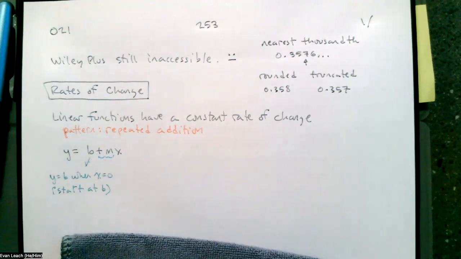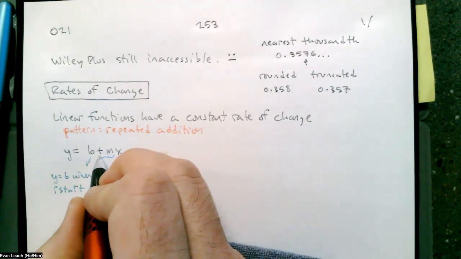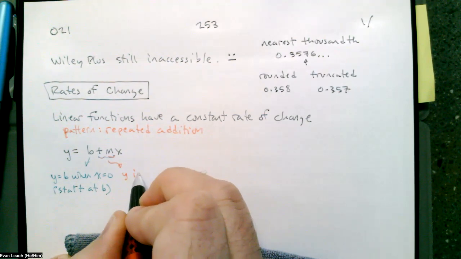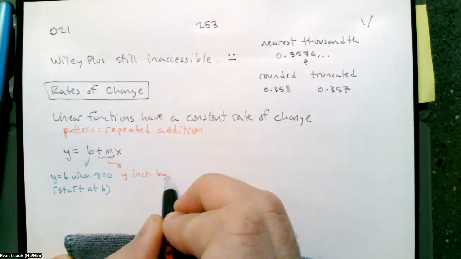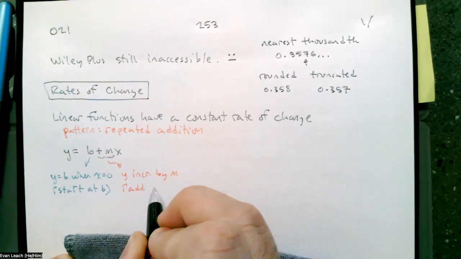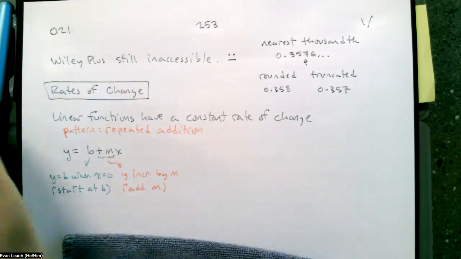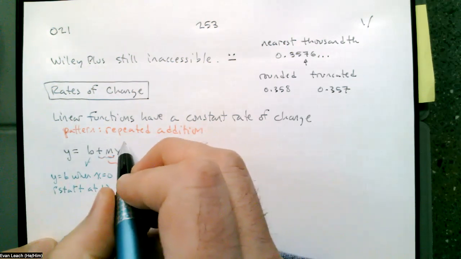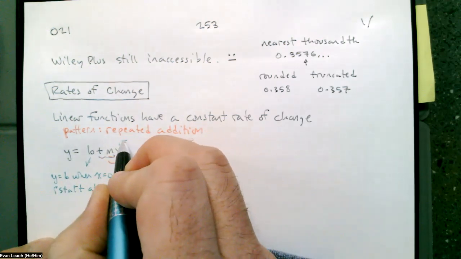Oh, this is the red. This is the repeated addition of what happened. Y increases by m every unit. And because it's m, and we're multiplying by x, we're saying a bunch of times.